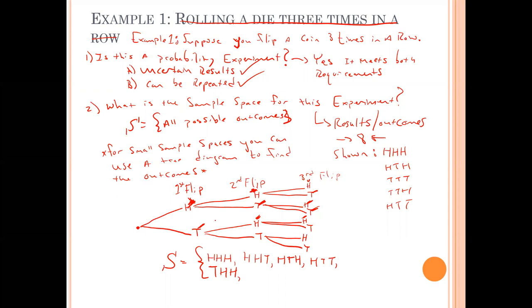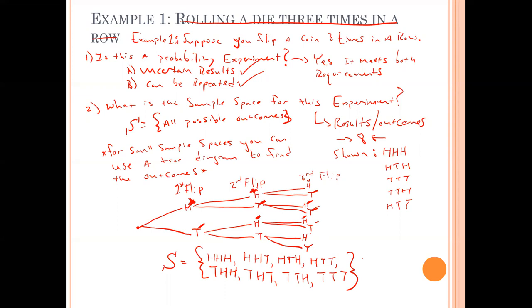Tail, head, tail. Yep. And then the next one would be tail, tail, head. And then the final branch would be tail, tail, tail. And how many objects are in my sample space here? Great, which is what we said we should get.